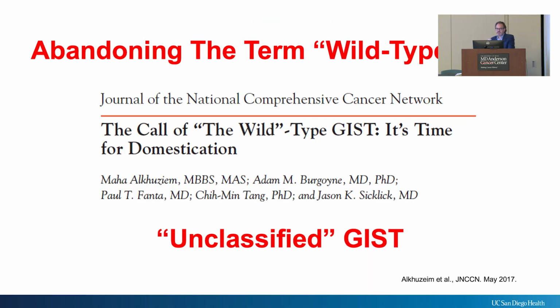There is still a subset that we don't understand. I wrote this paper several years ago as a call to abandon the term wild type, because ultimately we're going to figure out what's causing each one of these as we do more analyses and gain more understanding of the molecular biology, to really define what these unclassified ones are. It's still a small fraction of GIST that we can just say, hey, we don't know, but time will tell us.